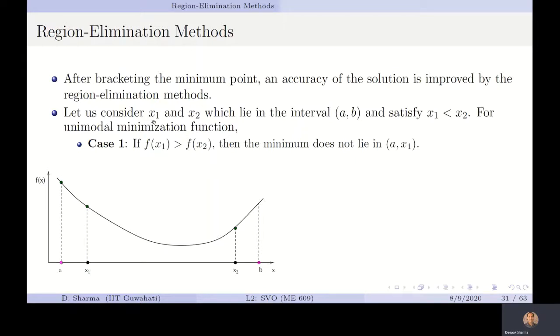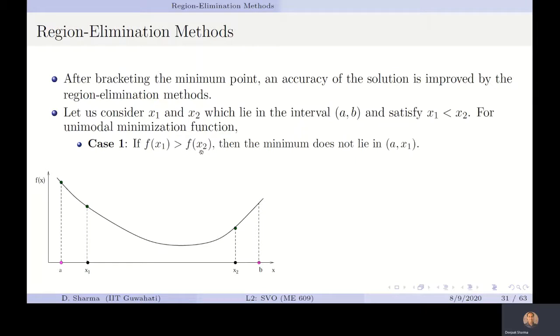Let us consider we have x1 and x2, which lie in the interval of a and b. Here we have to make sure that x1 is smaller than x2, for a unimodal minimization function. So let's take case one. As I have shown in the figure, we have a and b as our interval. x1 and x2 are the two points. Now if I compare the objective function, the function value at x1 is greater than the function value at x2.